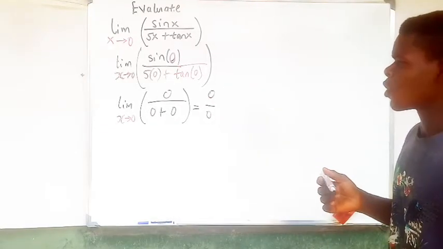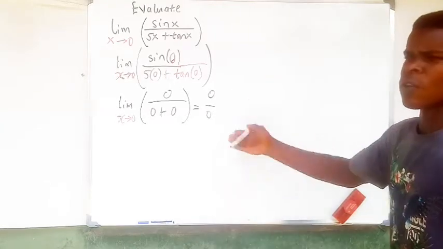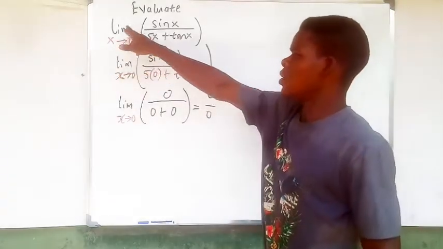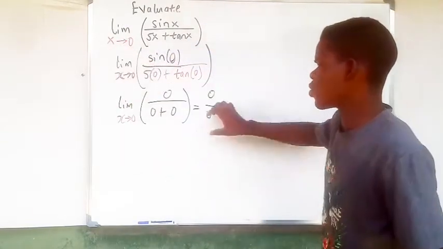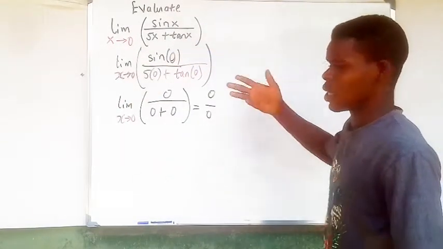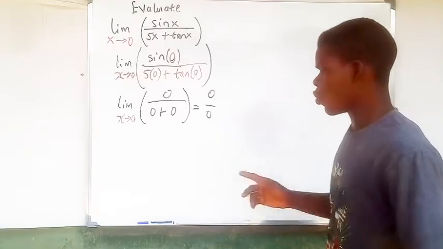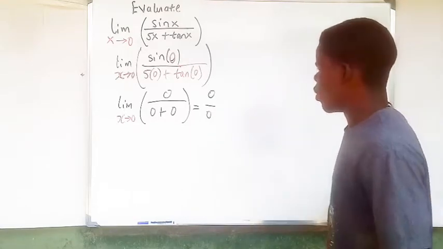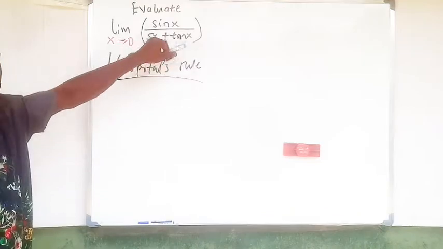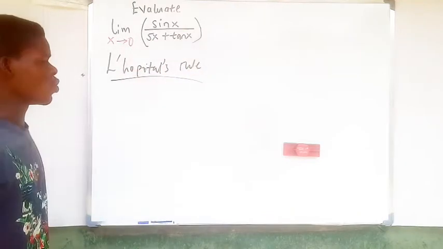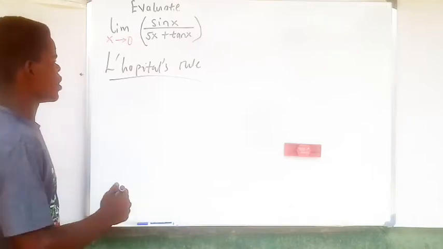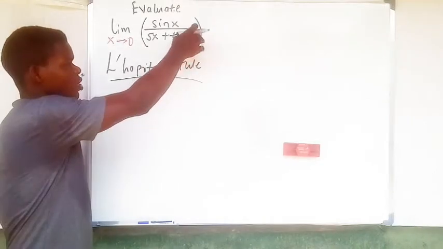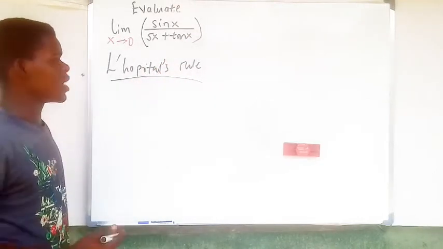Therefore, we should employ another method to solving this kind of problem, because the limit of this function as x approaches 0 is giving us 0 over 0, which is indeterminate. We can't determine a certain value for that. So we are not going to make use of this. Now when we evaluate the limit of a function and the result gets to an indeterminate value, 0 over 0, I would say we differentiate the numerator and denominator of the function and find the limit again.